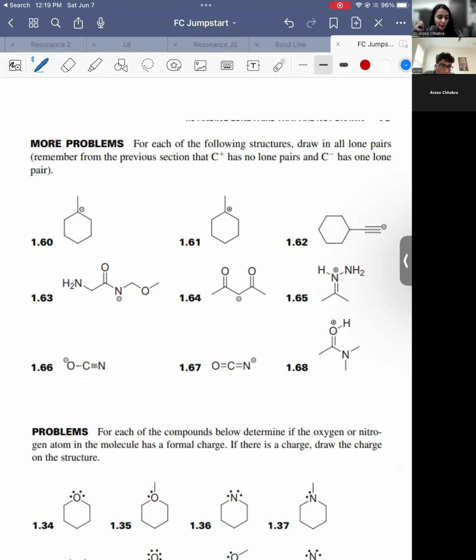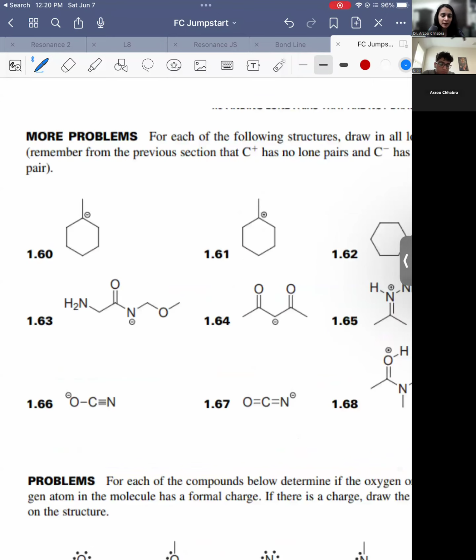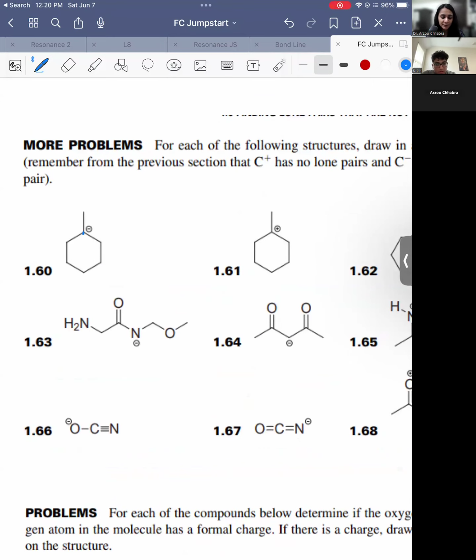So, do you remember how to get the formal charges? For each of the following structures, draw in all the lone pairs. I think it's like the opposite. The formal charges are given to us. We have to think about how many lone pairs of electrons, if any, are present on the respective atoms which have the charge. So on this carbon, which actually has the negative charge, is there a lone pair of electrons here or not?